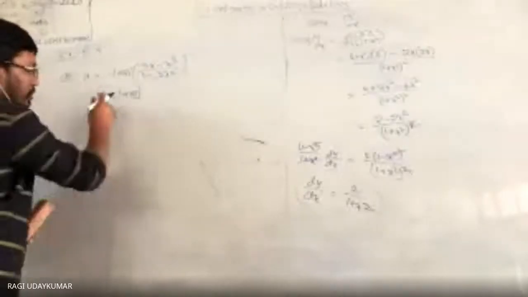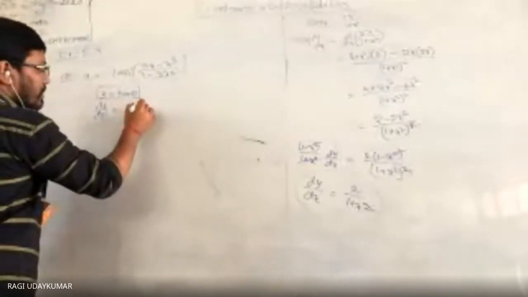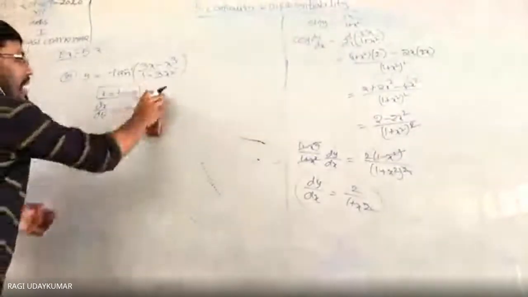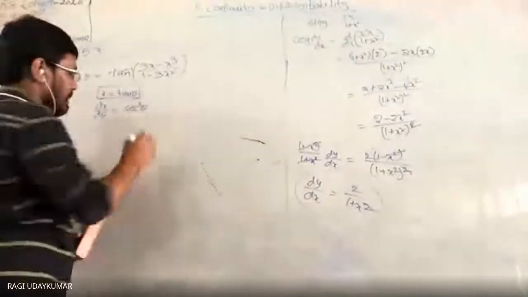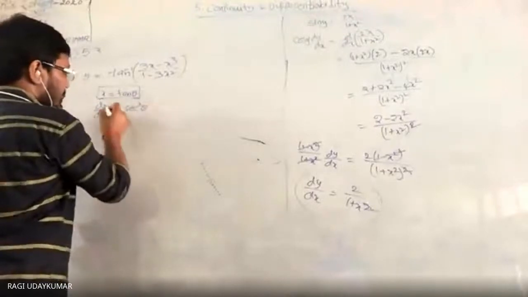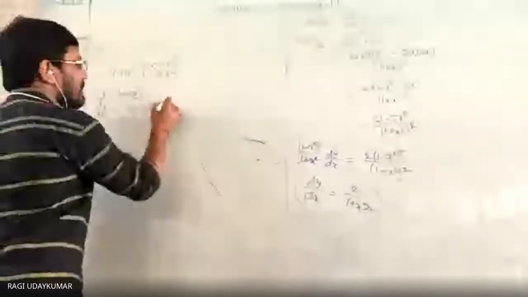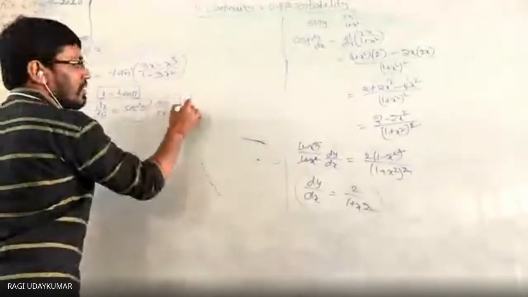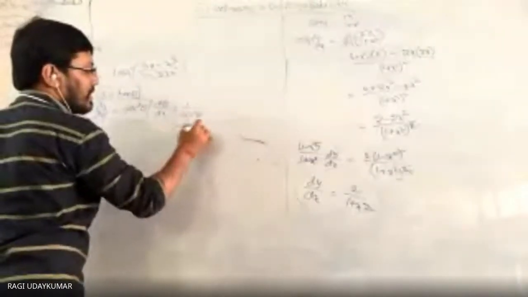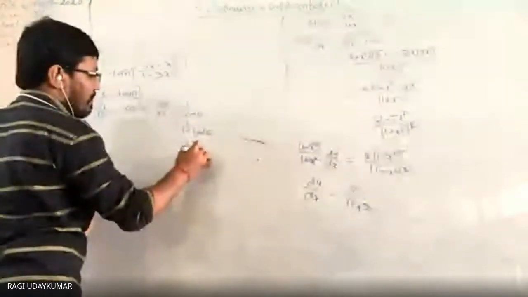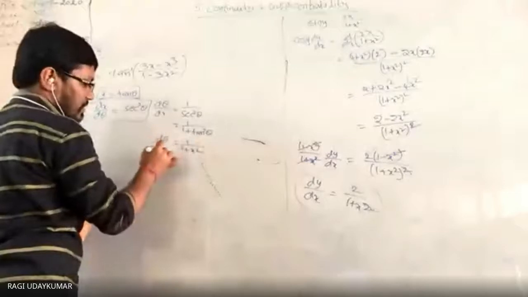Differentiating, dx by d theta is equals to secant square theta. Again, you are not supposed to write here. So dx by d theta is equals to secant square theta, which means d theta by dx is equals to 1 by secant square theta. Secant square theta can be written as 1 plus tan square theta, which is equals to 1 plus x square, so d theta by dx is 1 by 1 plus x square.